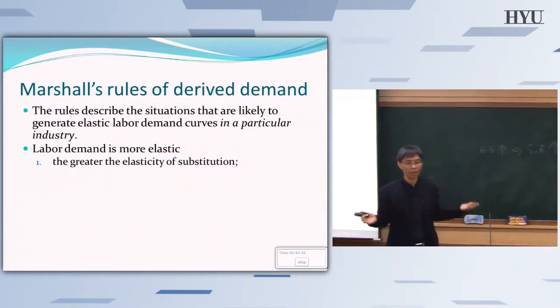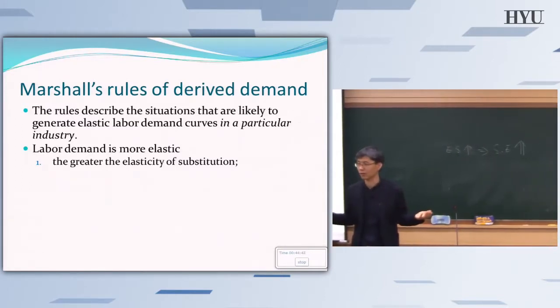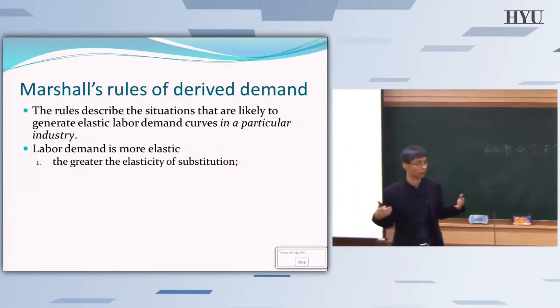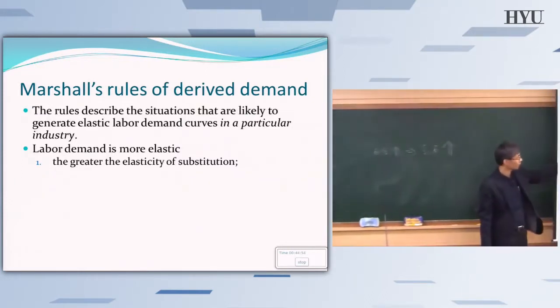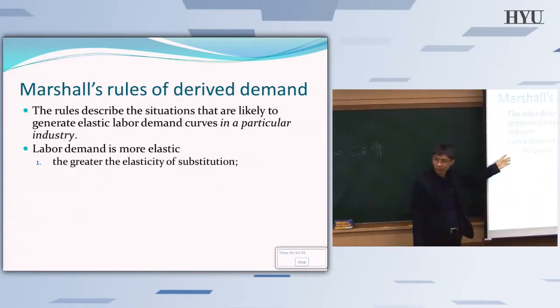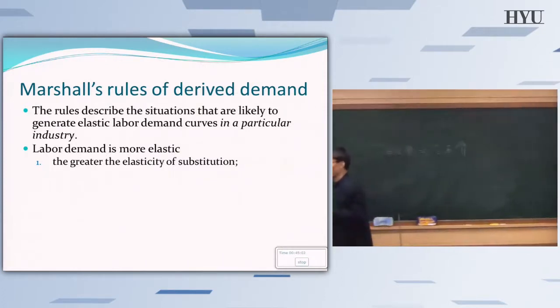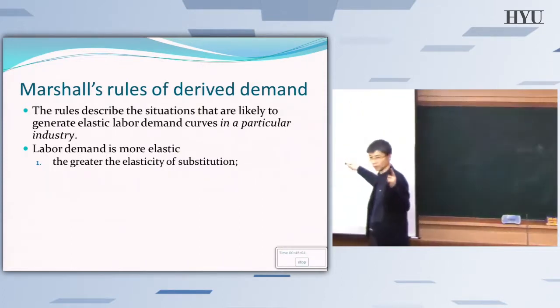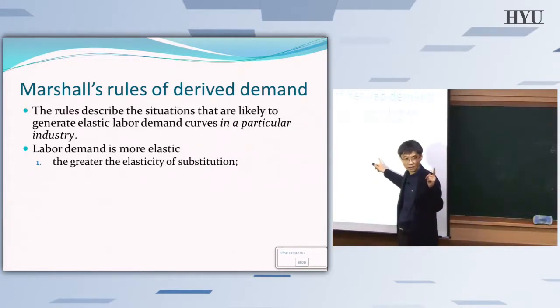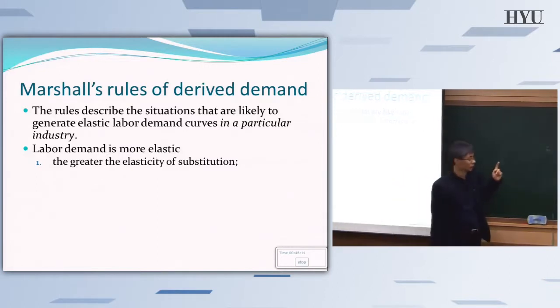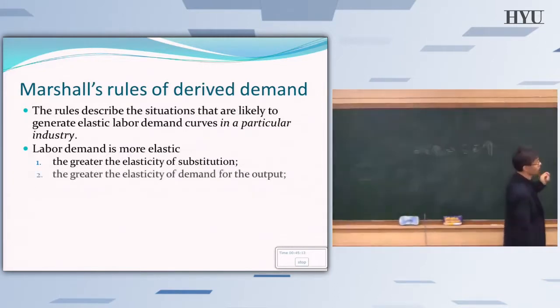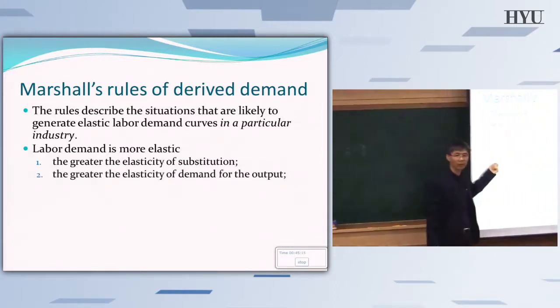And if it's not possible, then obviously they cannot do it. Even if the wage goes up, they still have to hire people. So the greater the elasticity of substitution, the greater the substitution effect, so the elasticity of labor demand must be greater. So the first thing you should look at is how easily the labor is substitutable.